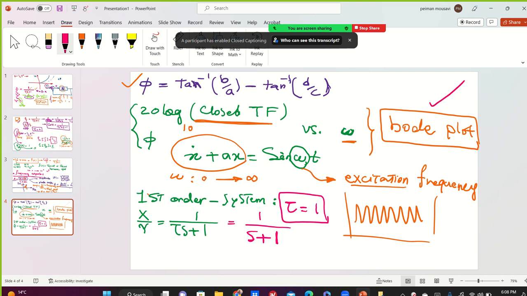To plot the Bode diagram. When you say Bode, it simply means change the frequency and see if the output follows the input. I'm going to explain this with many plots. Okay?